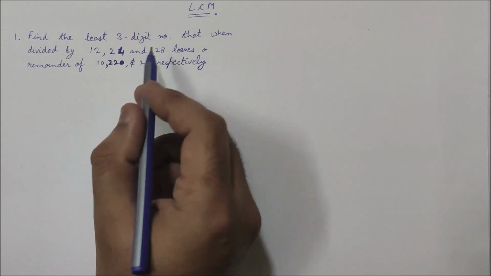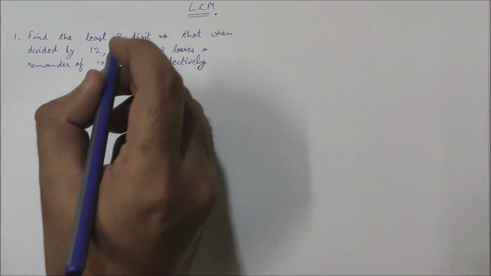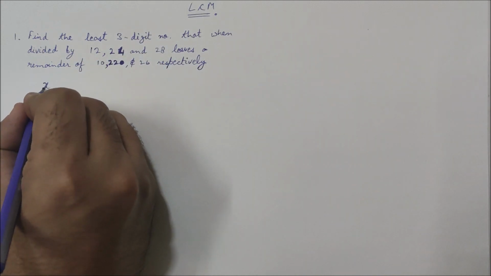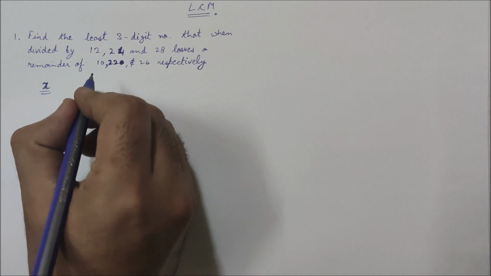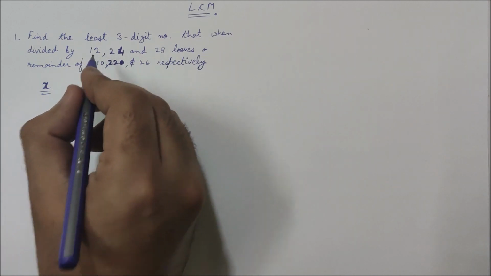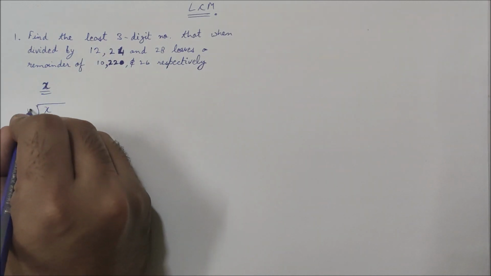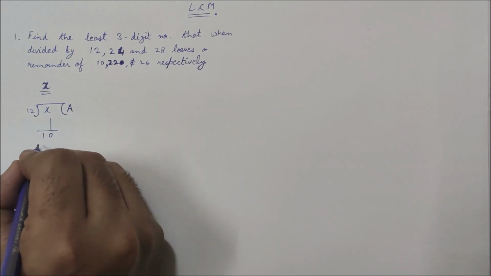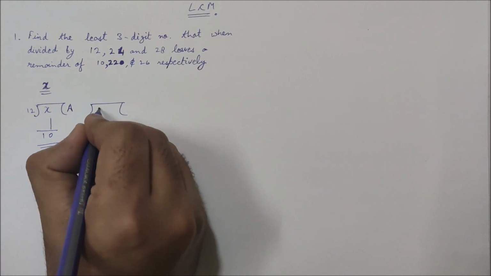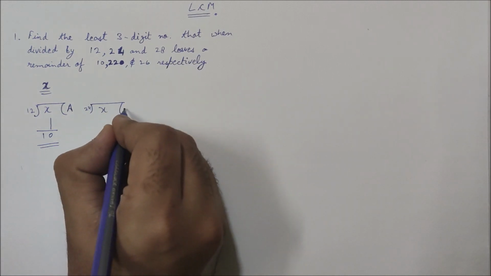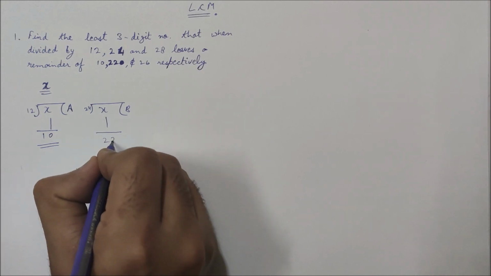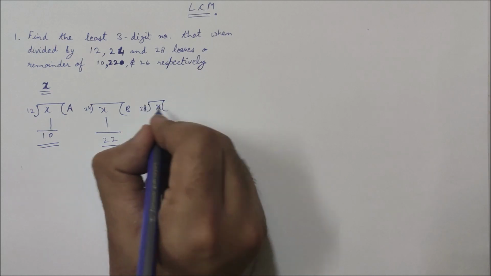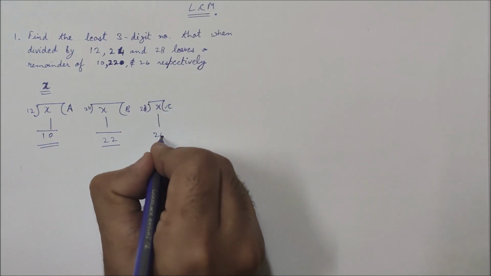Beginning with the question in the same way, let's assume this three-digit number to be x. Now when I divide x by 12, I'll get some quotient a and my remainder would be 10. When this x is divided by 24, I get b as my quotient and the remainder is 22. And when I divide this x by 28, I get a quotient c and the remainder is 26.